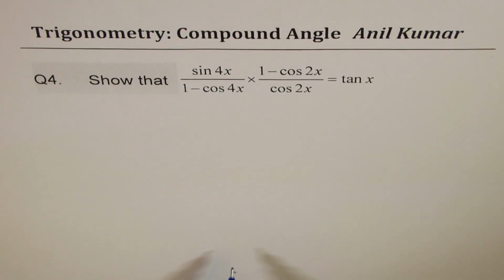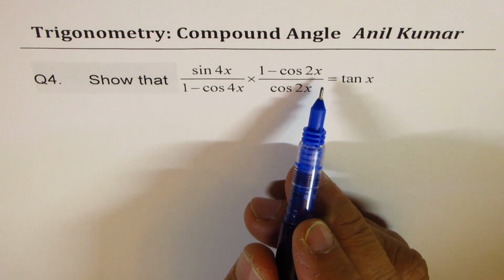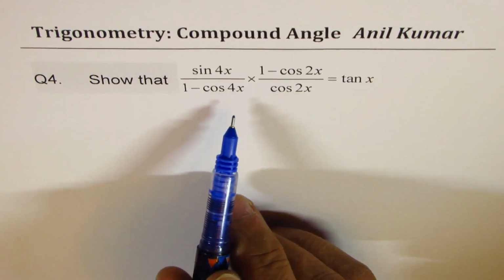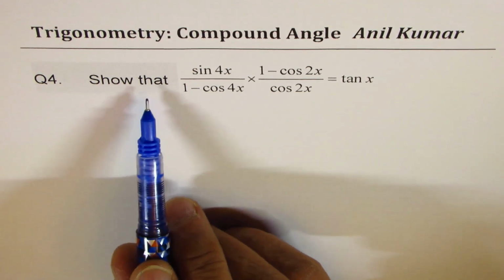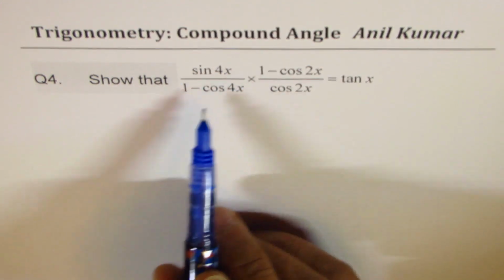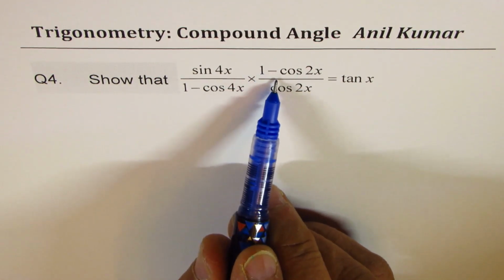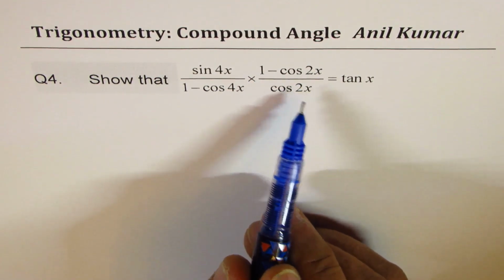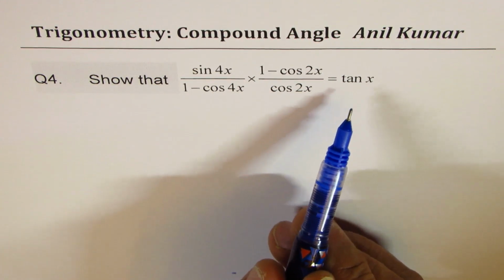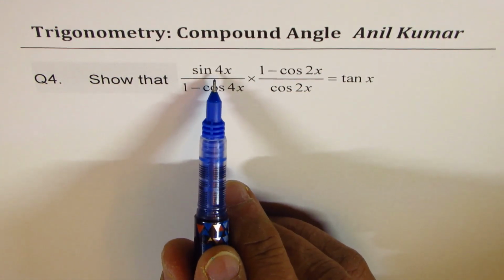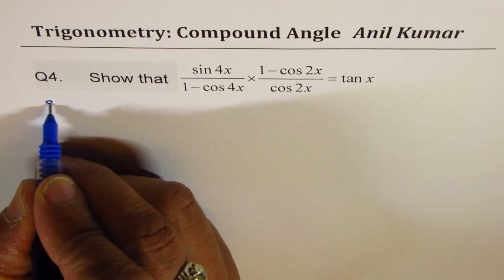Now we just derived the formula for cos 2x, and we also calculated the value for cos 4x. Now we have a question here. We need to show that sine of 4x divided by 1 minus cos 4x, times (1 minus cos 2x) divided by cos 2x, is equal to tan x. So we need to know the double angle formula for sine x also. So let us derive that first.